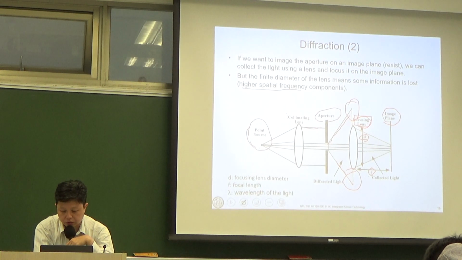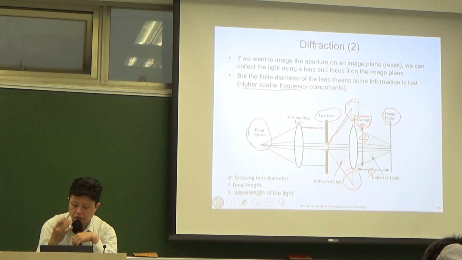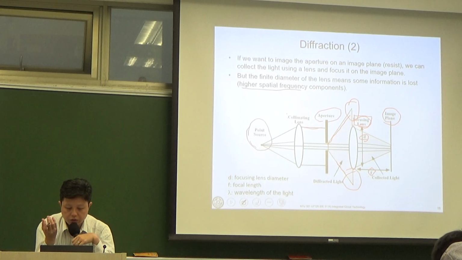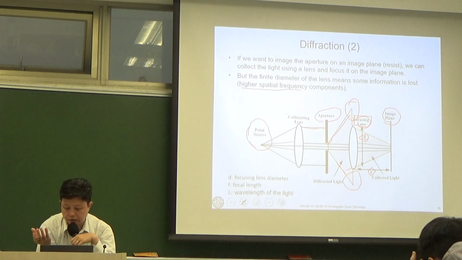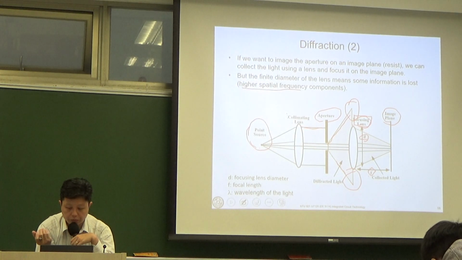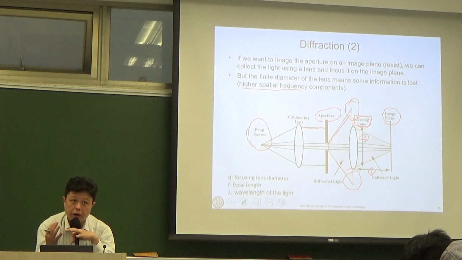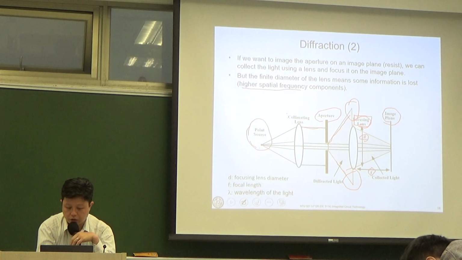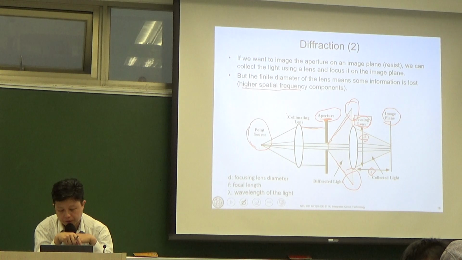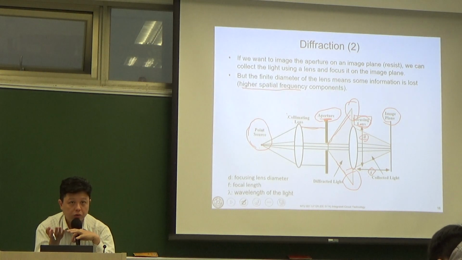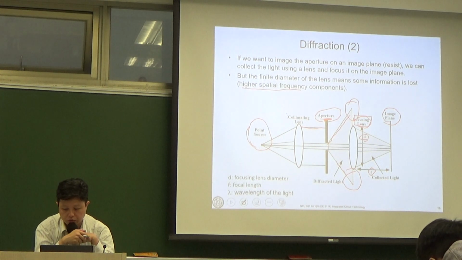So, from the explanation, you can imagine that since those high frequency components are lost, the information you actually collected and focused to your image plane will be those low spatial frequency components. And those smaller spatial frequency components actually correlate to the large pattern, large size on your mask or on your aperture here. Okay, so your resolution will be lost in this case.